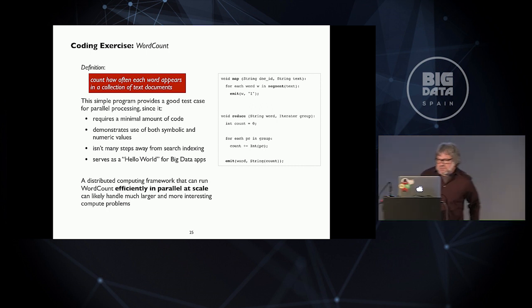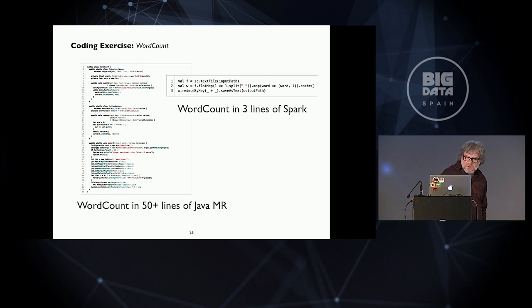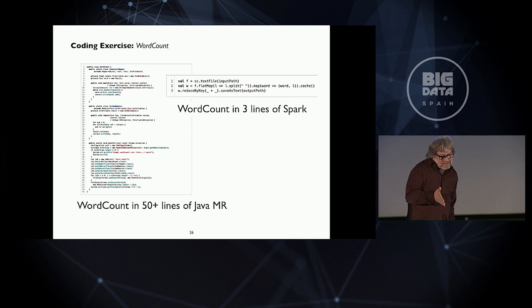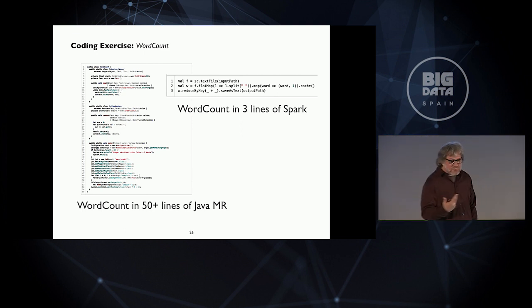Word count is interesting on MapReduce, but I want to show a comparison here. If you look at the word count example that ships with Apache Hadoop, it's about 50 lines of Java. If you look at the word count that ships in Spark, it's 3 lines of Scala. And so this has big implications. If you're using functional programming for big data, we really do see a dramatic reduction in the size of the code base. From a software engineering perspective, that's very important.